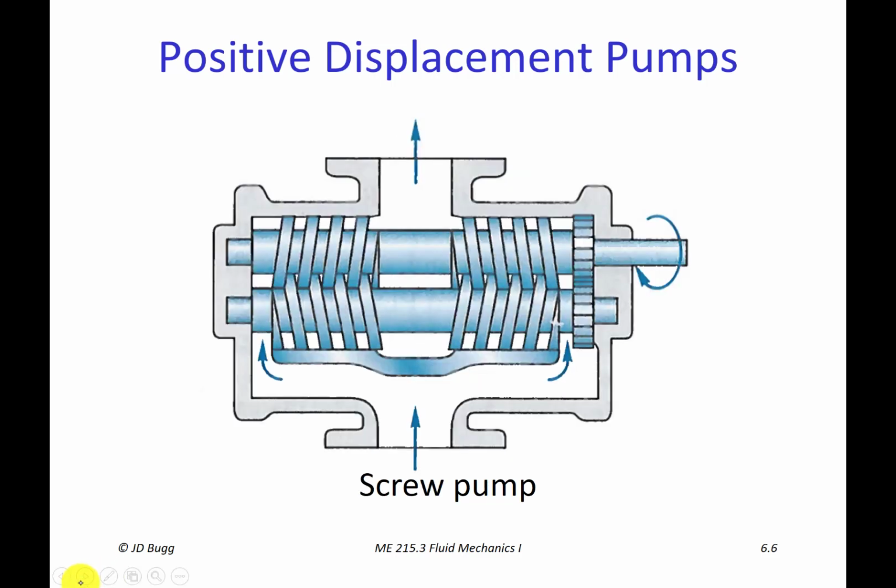So a lot of these are quite similar. This is called a screw pump. The inlet here is at the bottom, discharge out the top. The fluid comes in here and engages the flighting on the screws. And again, trapped volumes are moved from the low pressure up to the high pressure. These are quite common in especially larger refrigeration systems.